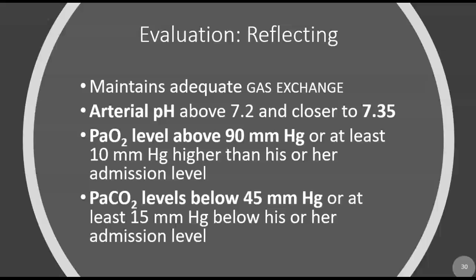Even when the underlying disease process is well managed, sometimes the patient isn't always back to 100%, but indications that a patient's respiratory acidosis is being corrected is if the patient is able to maintain adequate gas exchange with arterial pH moving closer to 7.35, which is the normal on the low end. Also that the patient has a PaO2 level of 90 or at least 10 millimeters of mercury higher than their admission level. So we're showing improvement. So if we're not at 90, at least we're getting better. Also, the patient has a PaCO2 of less than 45 or at least 15 millimeters of mercury below his or her admission level.